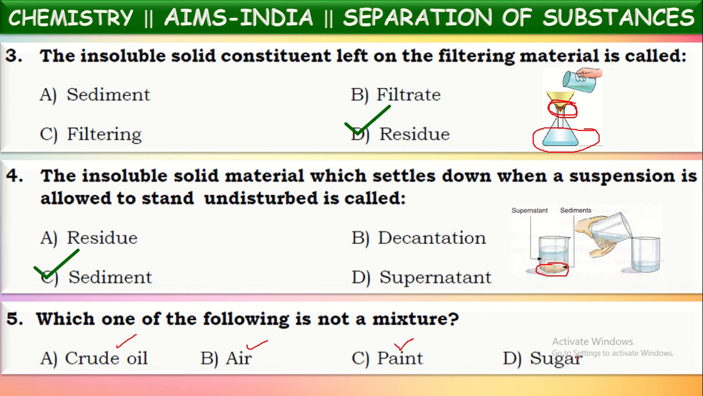What about sugar? Sugar is a compound. It contains all the same kind of molecules. It is made up of crystals, and those crystals are made up of the same kind of sugar molecules. So we can say sugar is a compound. It is not a mixture. Now they're asking which is not a mixture among these. What will be the correct answer? Sugar. Sugar is a compound, whereas the remaining three are mixtures.